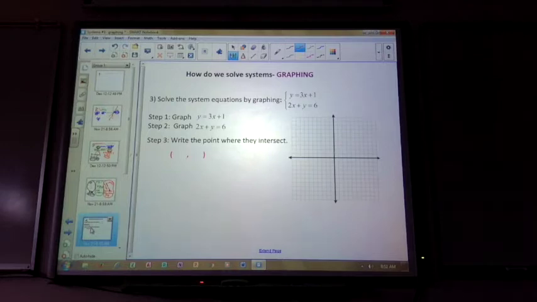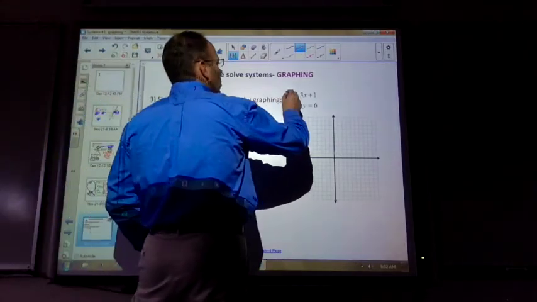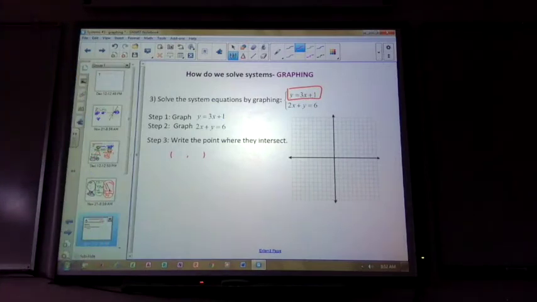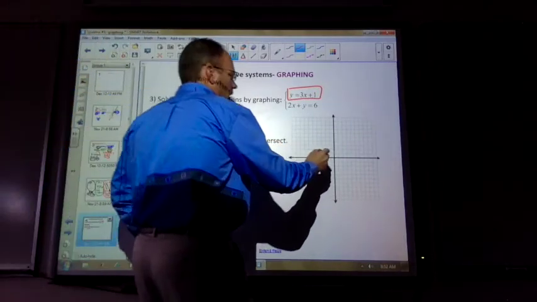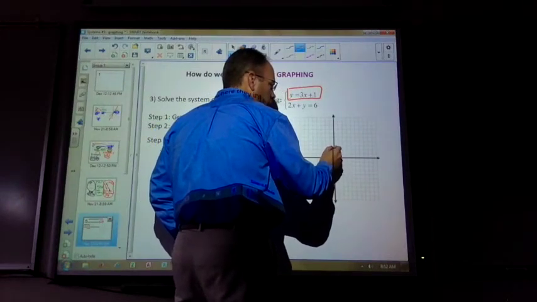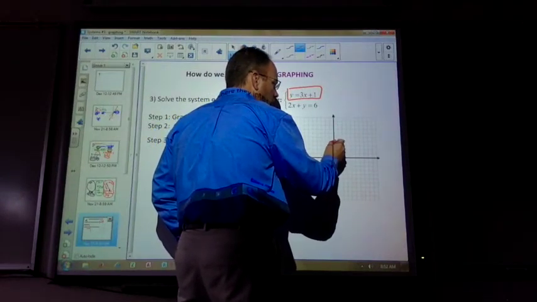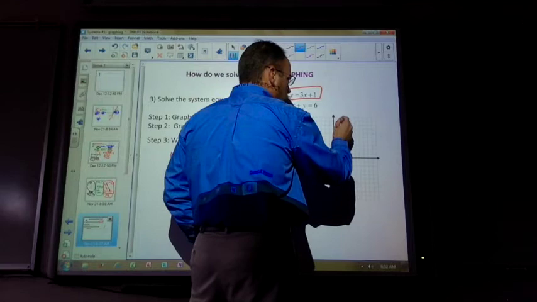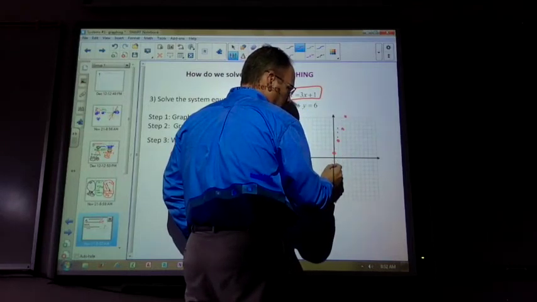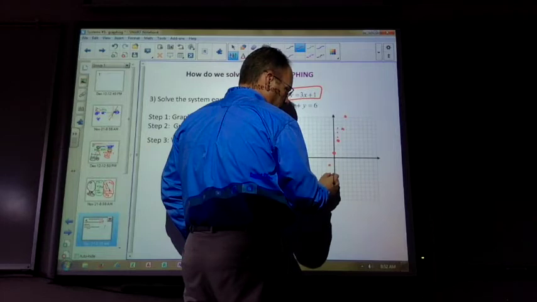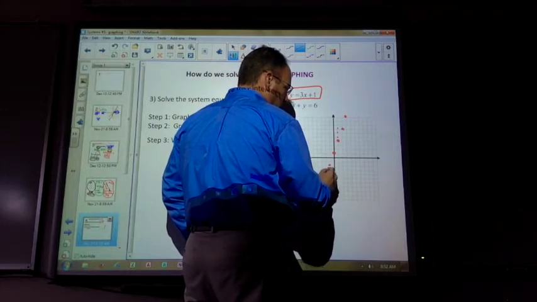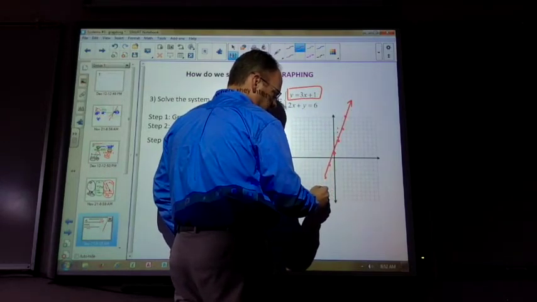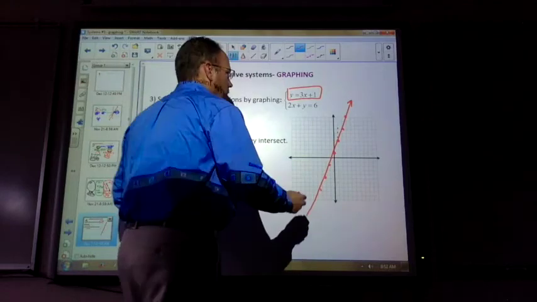Okay, so the very first one, y equals 3x plus 1. My y-intercept is what? 1. And then my slope is 3 over 1. So I'm going to go up 3 over 1, and I'll just do this a couple times. 1, 2, 3 over 1. 1, 2, 3 over 1. I could go down 3 and left 1, and down 3 from that and left 1, because down and left are both negative. Okay? So that's what the first line looks like.